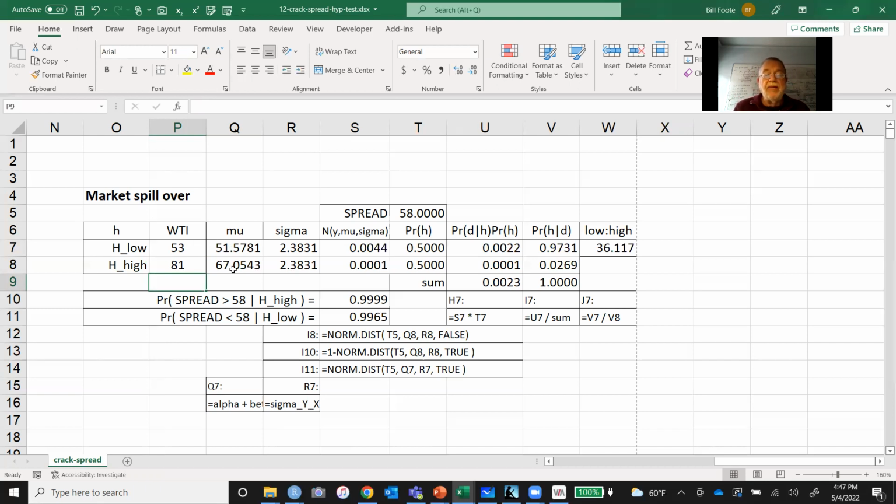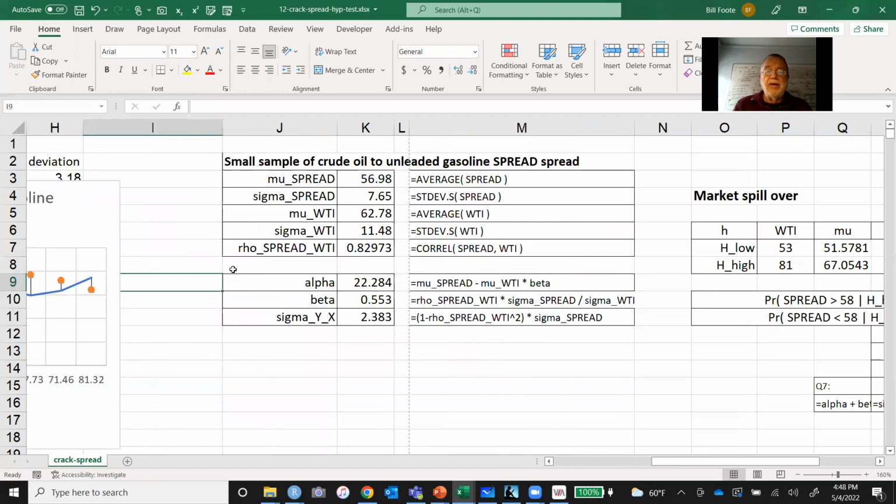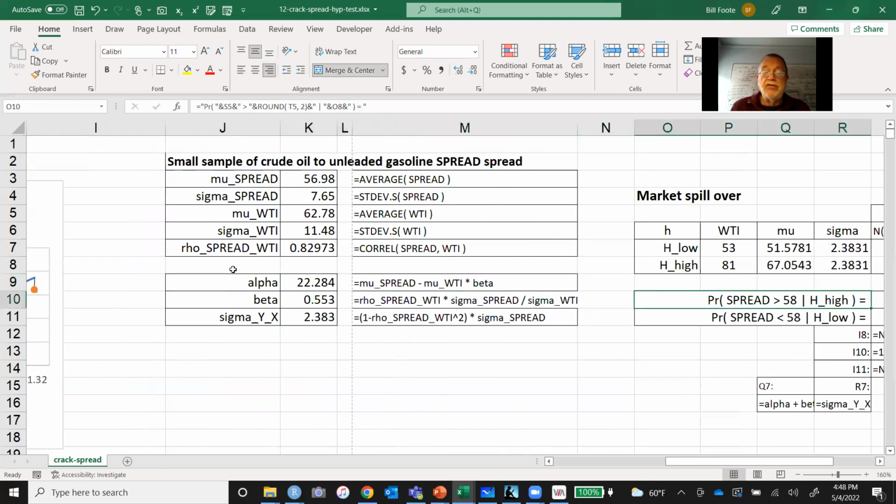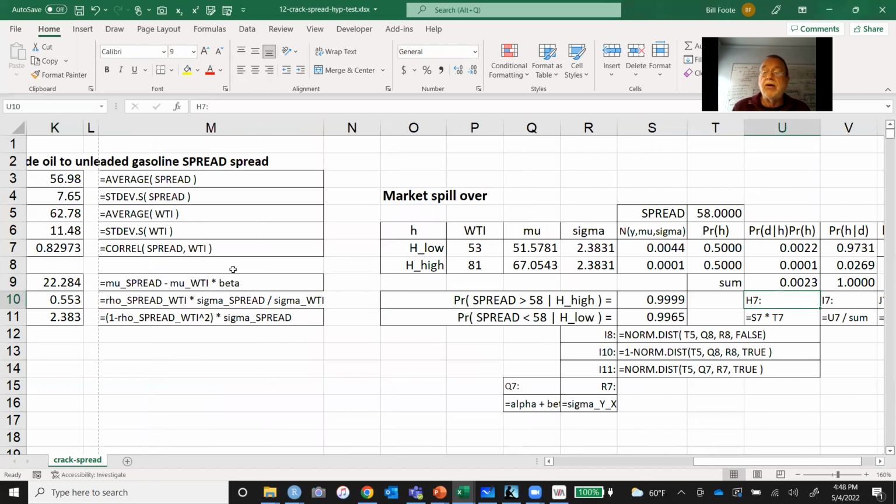Now, if it's high, we're going to get a high mu too. Okay, or alpha of 22 and a 55 cent per barrel impact of WTI. So every dollar per barrel WTI gives us an impact of 0.553. That's what we measured from this particular data set. And that's the y-intercept, 22. So those things don't change, and neither does sigma. It's always going to be $2.38 per barrel for each situation.